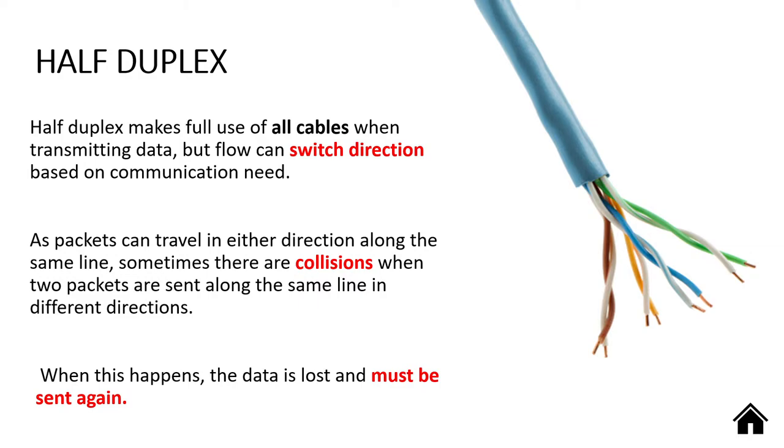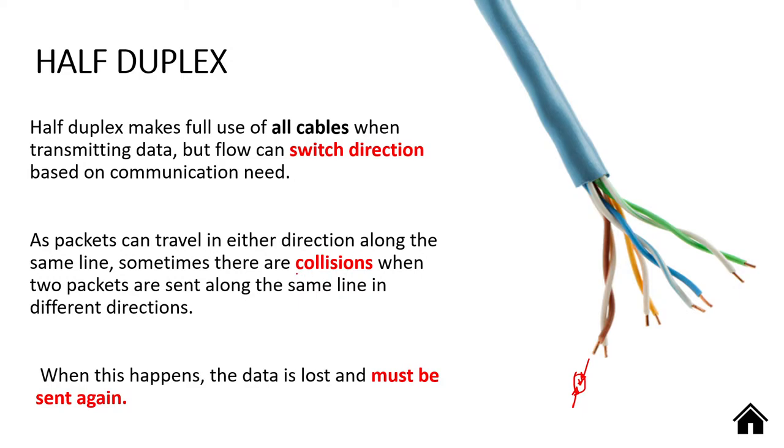Okay, half duplex. Full use of the cables, but you switch the directions on the cables based on what you need. So they can travel in either direction, but one at a time. So if I'm sending information down this wire, like this, and I reverse this at the other end, what happens is you get a collision in between.